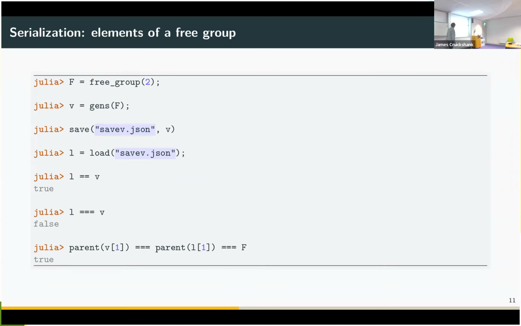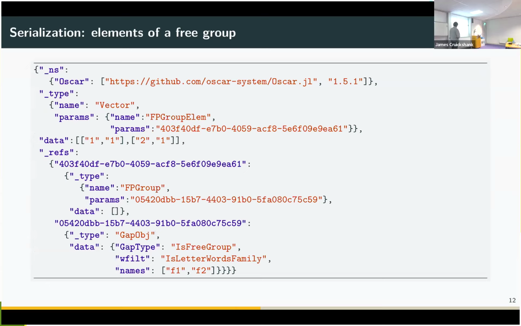Okay, and even more complicated. Let's try to serialize some elements of a free group. So we take the generators of the free group. We save them, we load them. Same effect. This vector is new, but the free group below is identical. So this is maintained. And this is how the description in the file looks like.